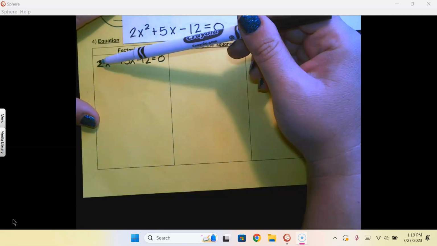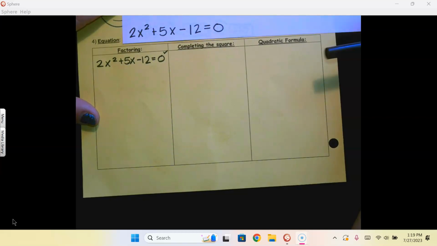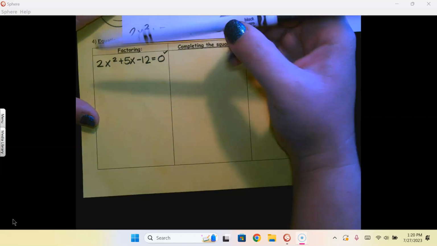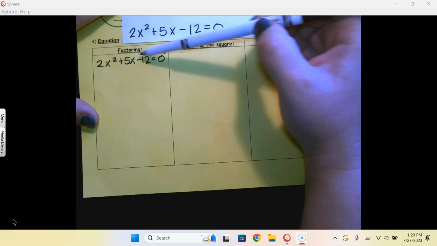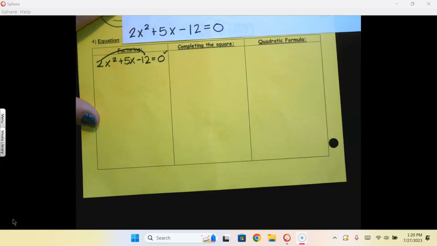So something that goes into 2, 5, and 12, so all three of these terms. And for this one, no, there is not. So then we ask ourselves, how many terms? There's 1, 2, 3. When there's 3 terms, we're going to take A and C and multiply them together.